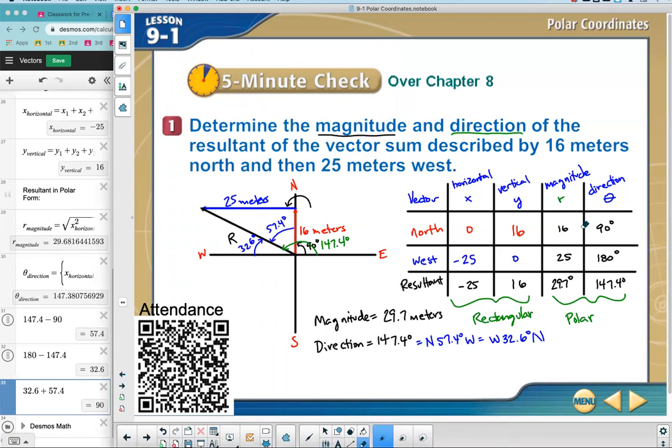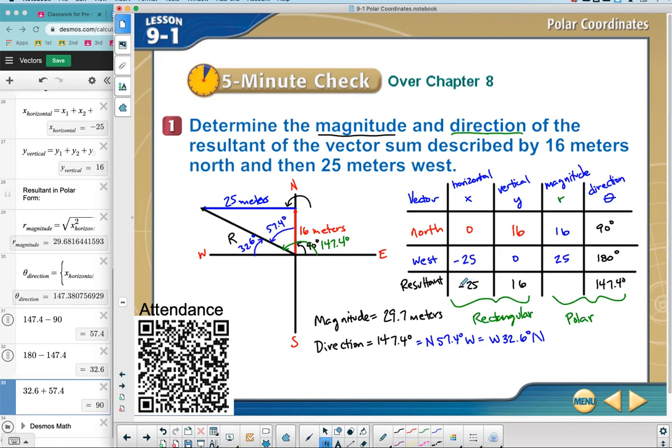So here's the algebra. If you wanted to do the algebra, you take the Pythagorean Theorem of the x and the y. So over here, you'd have 0 squared plus 16 squared, and then take the square root. Since that's 0, it's going to end up remaining as a 16. Here, you take a negative 25, square it, a 0 squared, combine them, and take the square root. Again, since that's a 0, won't change. The negative will get canceled out when you square it, and that's why it became a positive 25.